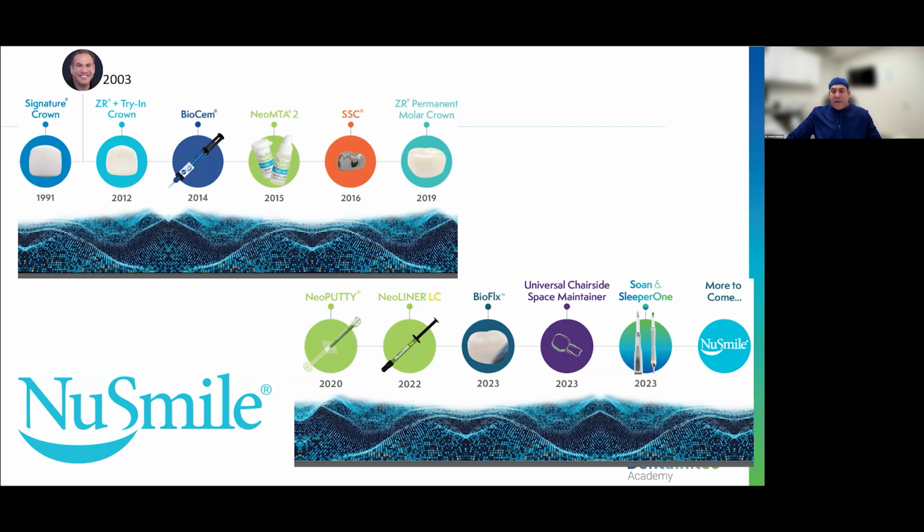I hopped on those right away. I think they're phenomenal. The chairside space maintainers are so much easier, especially when you have space loss. And tonight we're going to talk about the SOAN Sleeper One.